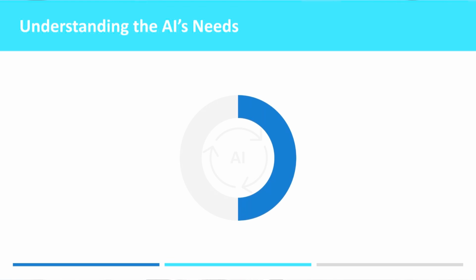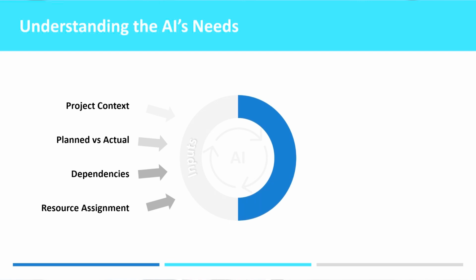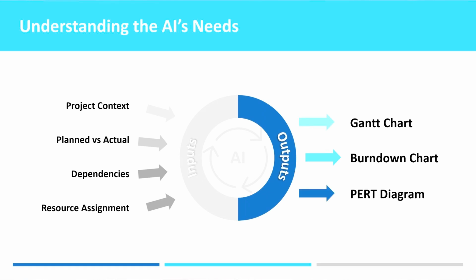You need to start by defining your inputs, which are your project context, your work breakdown structure versus actual timelines, dependencies, and your resource assignments. And then your requested output would be a Gantt chart to show a visual timeline, a Burndown chart to track effort and progress, and then a PERT diagram to understand bottlenecks in dependencies.